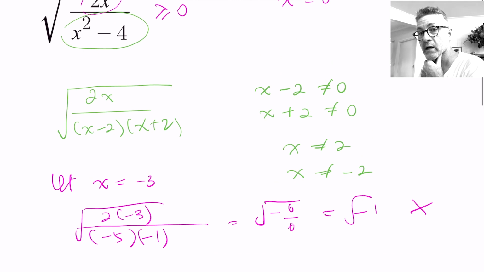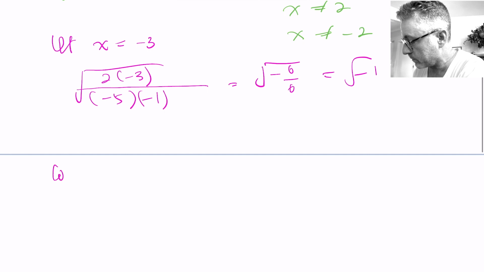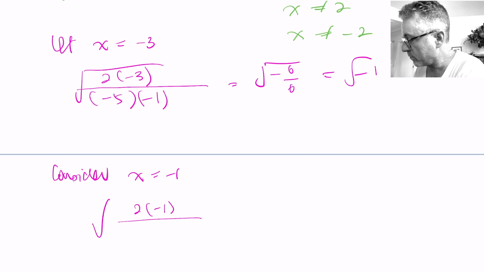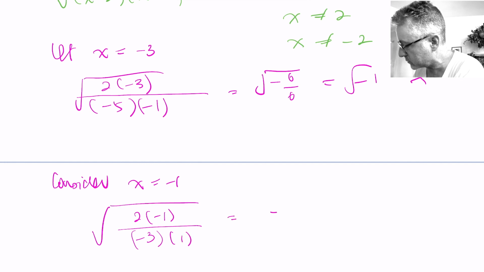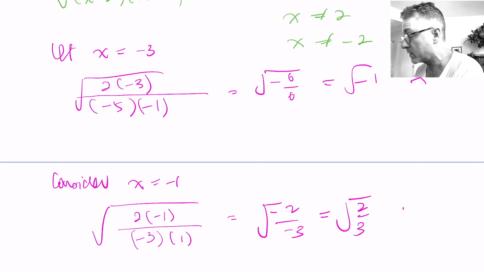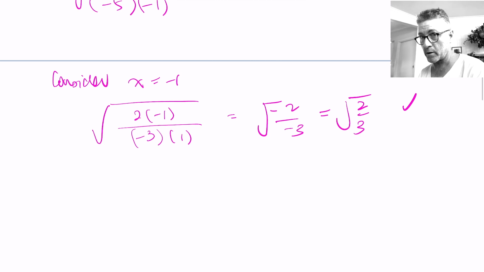So it looks like we can have to the right of negative 2, but we'll just check. Let's consider x as negative 1. Consider the case x equals negative 1. Well, that's going to give us the square root of 2 into negative 1 over negative 1 minus negative 2 times negative 1 minus 2, which is negative 3 times negative 1 plus 2 is 1. So it's negative 2 over negative 3, so square root of 2 over 3, and that's permissible. So to the left of negative 2, not so good. To the right of negative 2 looks okay. x equals 0 is permissible.